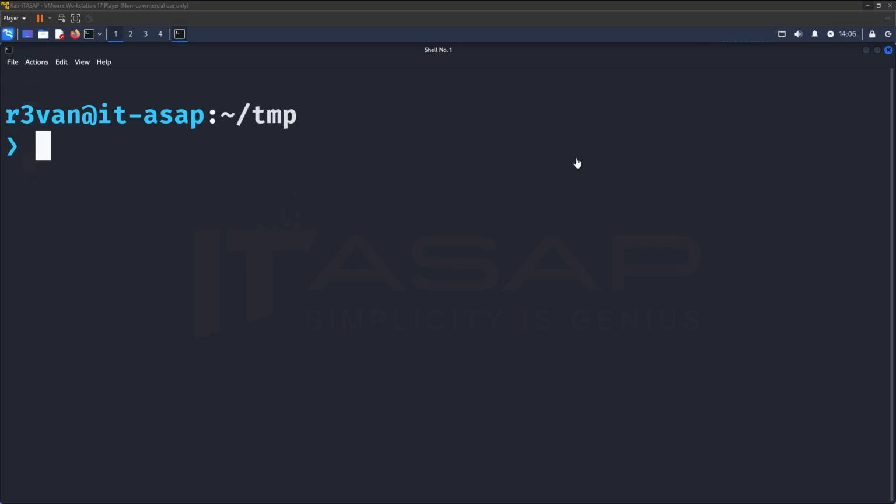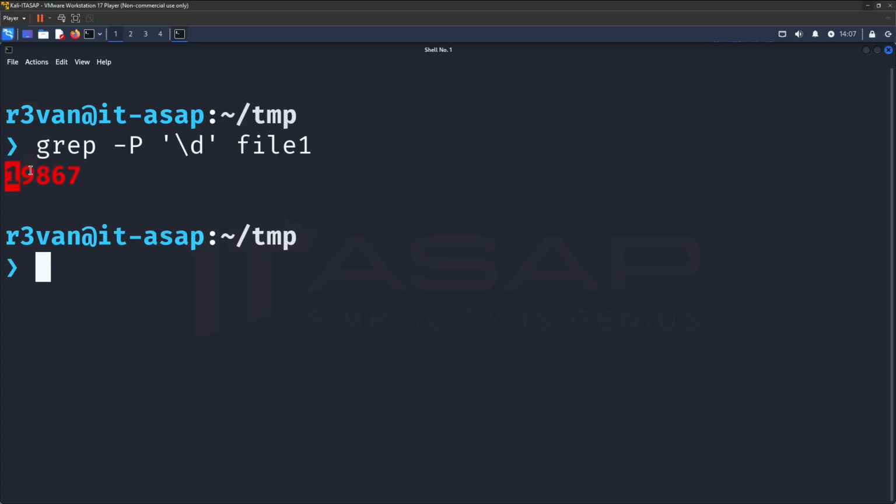Let's say you want to find numbers only in a file. We'd go grep -P for PCRE regex. Then we would say \d for digit in file1. Then look at that. It just gives us numbers or digits from the file.